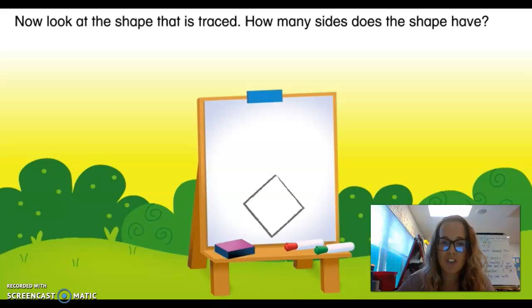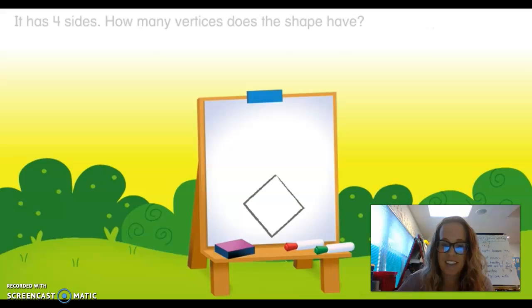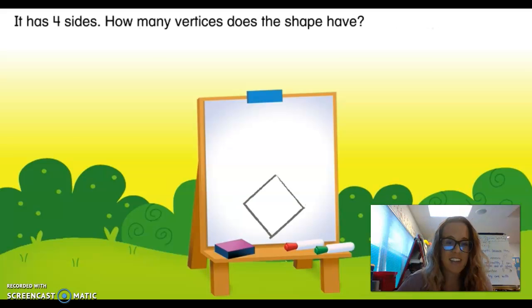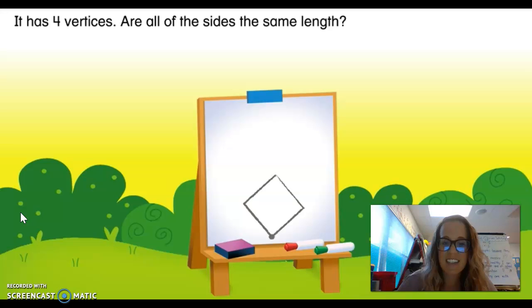Look at the shape that is traced. How many sides does this shape have? It has 4 sides. How many vertices does this shape have? Are all of the sides the same length? Let's look at the sides. 1, 2, 3, 4. Thumbs up if you think they all look the same length.